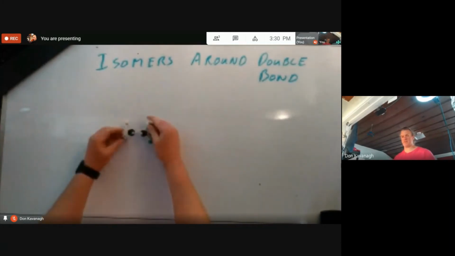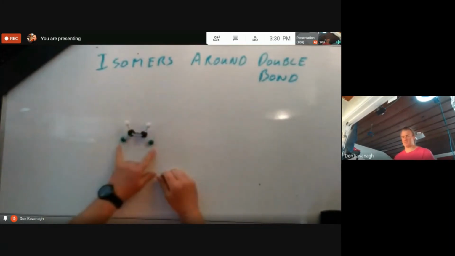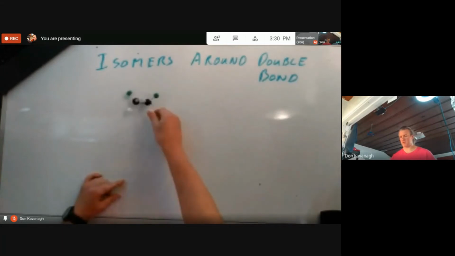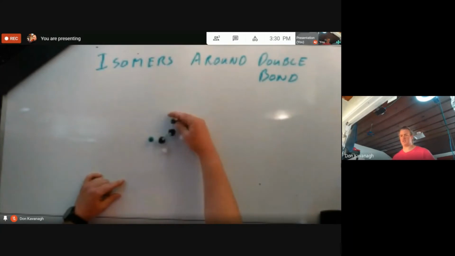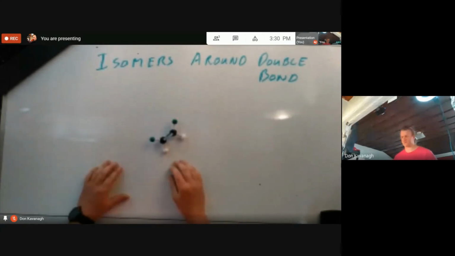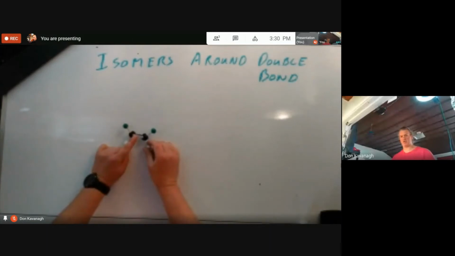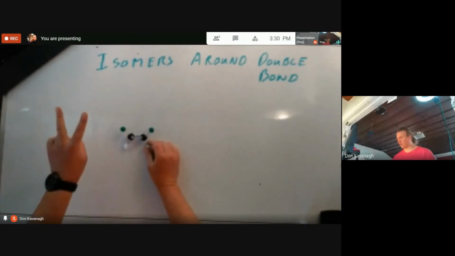Note now how around the double bond, the substituents are on the same side. This is in the cis configuration. If we flip it or turn it, it is still in the cis configuration here. So we have one double bond, and there are two isomers that can be present.